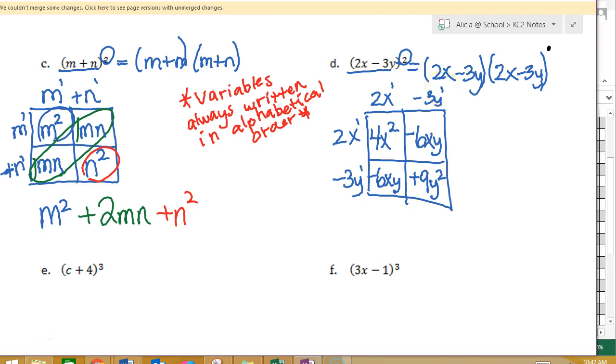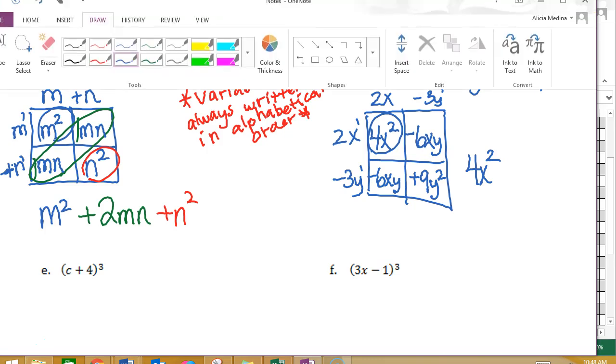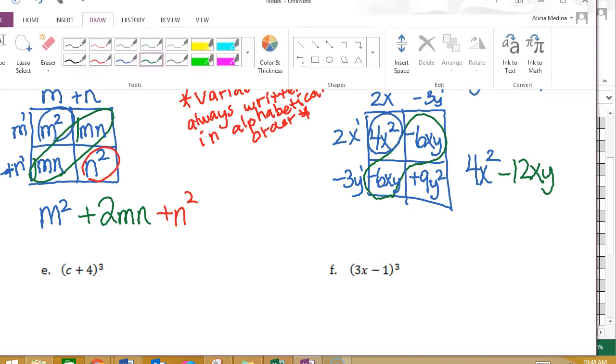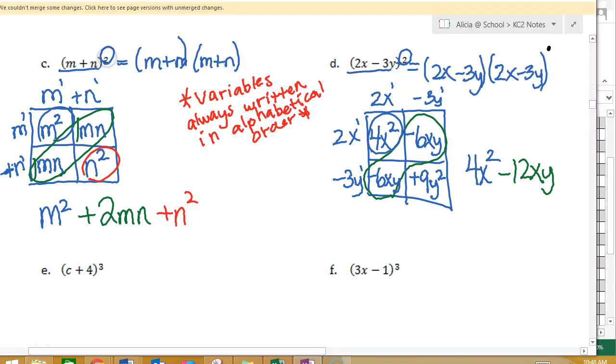Alright, writing our like terms out, I have my 4x squared. My diagonals have the same term. They are both xy's. So those are like terms, and I can combine those together. Negative 6 and a negative 6 is a negative 12. Leave my variable of xy alone. And then my last term is a positive 9y squared. So I bring that down, positive 9y squared.